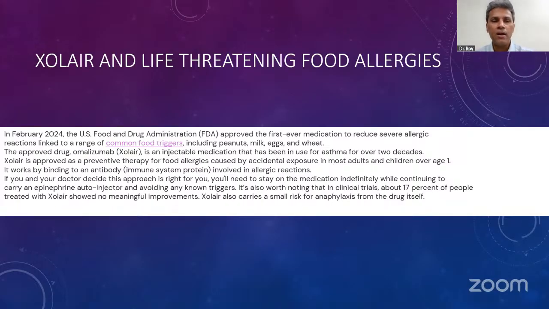Xolair, which is omalizumab, has been one of the new additions, as we know, for multiple severe food allergies.